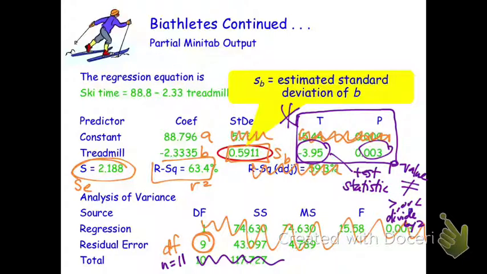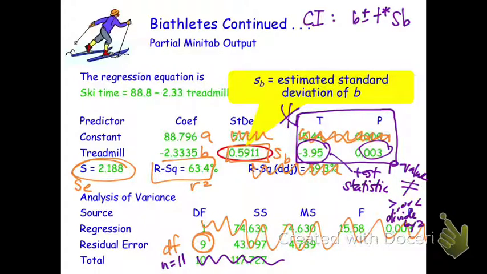Why would they give us everything else if we don't need that? Is that stuff you need for doing it by hand? Yes, you need all that to do it by hand. And so, if I were doing a confidence interval by hand, what is the formula? B plus or minus t star, the critical value, times SB, the standard deviation of the slope.